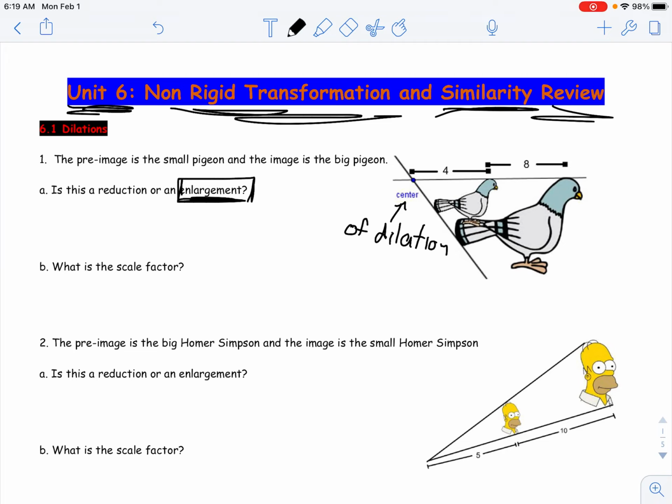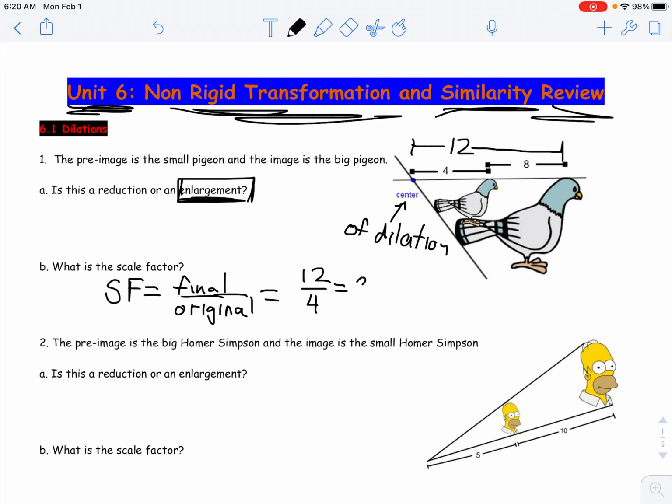So what's the scale factor? Remember, the scale factor is equal to the final length over the original. This isn't meant to be a trick question, but some of you might say, oh, the final length is 8. No, that's false. The final length is 12. Don't get confused. It's always from the center of dilation to the final image. So in this case, it's going to be 12 over 4, which reduces to 3. So that's the scale factor there.